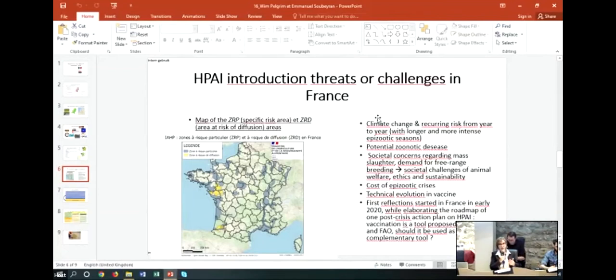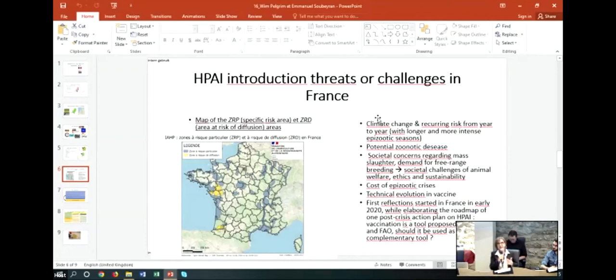The cost of epizootics is also difficult to bear. And in France this year, if you add all the costs, the sanitary compensation, the economic compensation, all that we did, we are now at 1 billion euros for this crisis. So it's quite a lot of money, as you can understand.